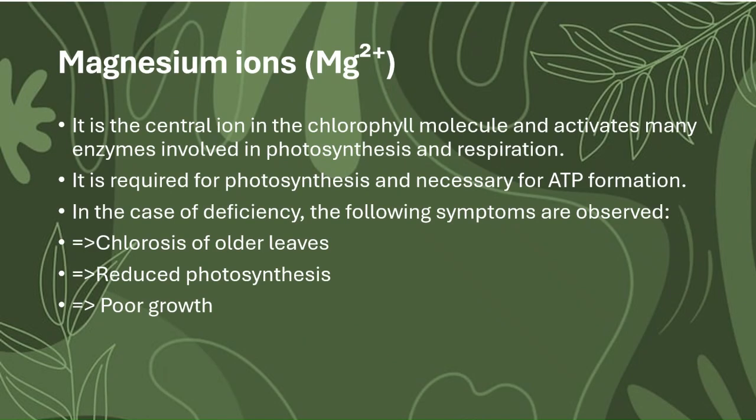We're looking at magnesium ions, and before we go ahead with the content, it is important that you are familiar with how to write the ionic formulas of these as well. It's just another good thing to remember. But yeah, it is the central ion in the chlorophyll molecule and activates many enzymes involved in photosynthesis and respiration. It is required for photosynthesis and is necessary for ATP formation.